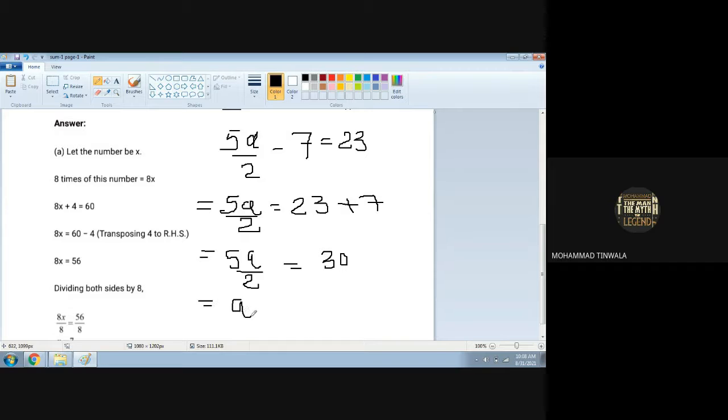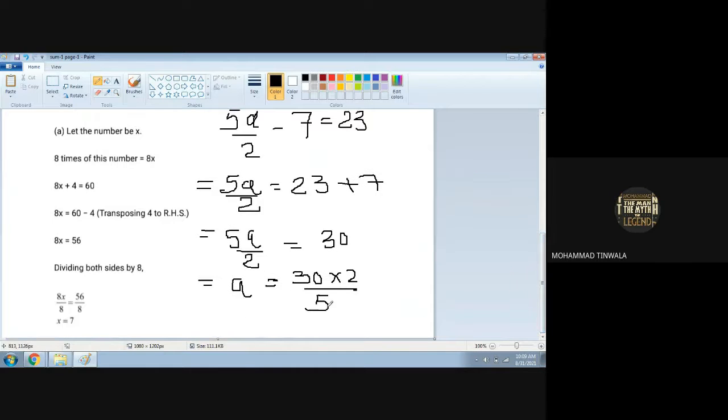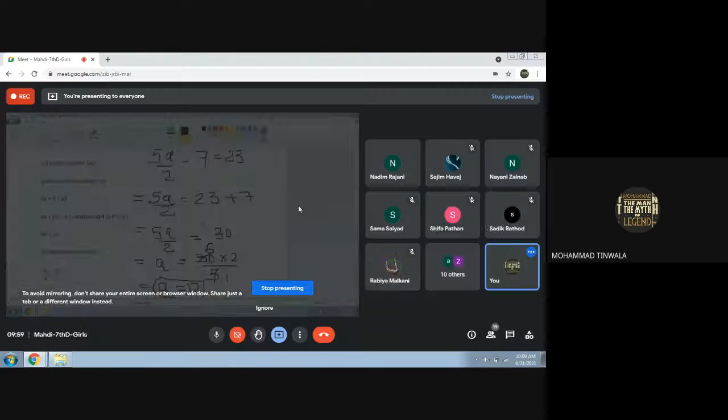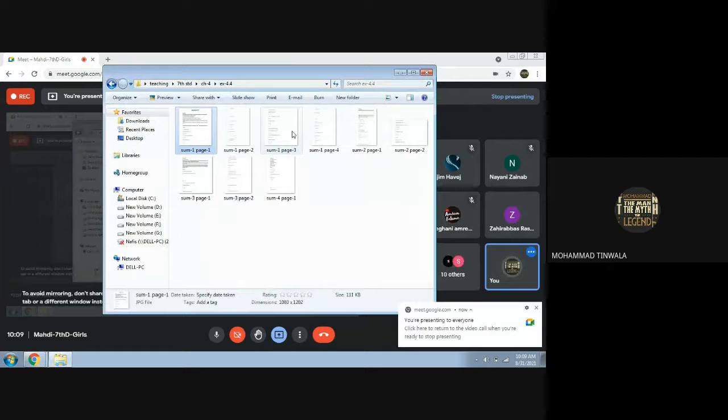Now we have to find the value of A. This 2 is in division form, so it will go towards multiplying beside 30. And 5 is in multiplying, so it will come towards dividing. Any doubt here? No, sir. 5 ones are 5, 5 sixes are 30. So the value of A is 6 twos are 12. Any doubt how to solve this? No, sir. So your question number 1 from exercise 4.4 is over.